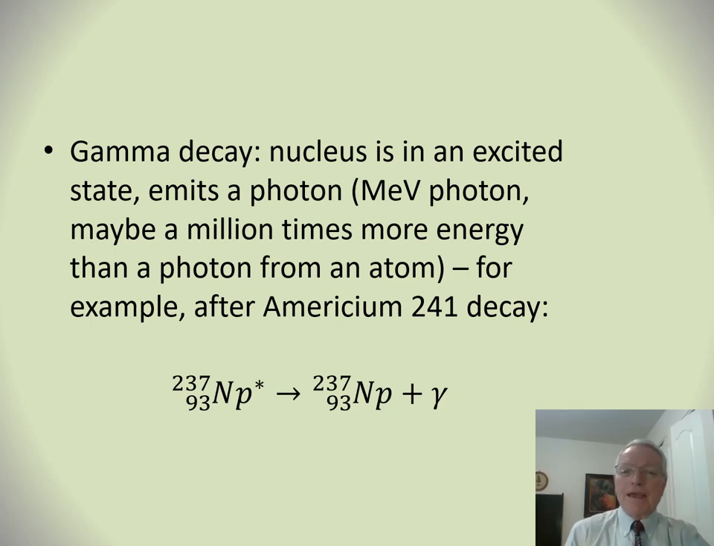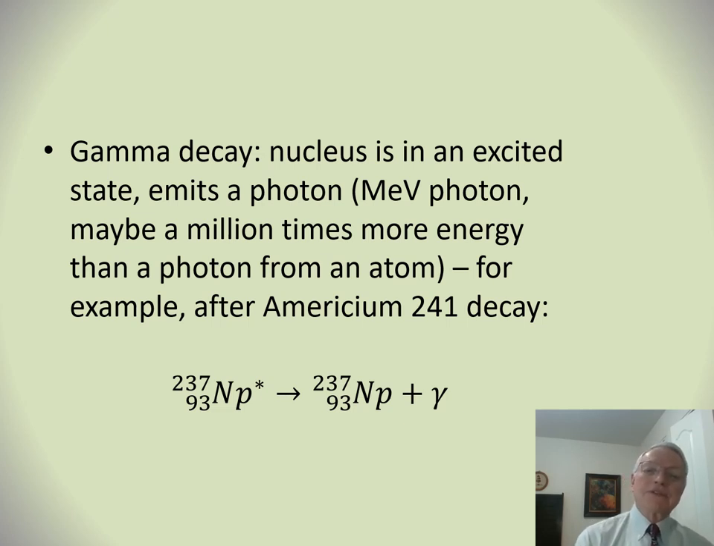Then we can have gamma decay. Now, this is something familiar. Gamma decay is just like an atom emitting a photon. Nuclei can be in excited states too. You can have neutrons and protons, or combinations of neutrons and protons, up at higher energy levels above their ground state, and they want to come down to the ground state. And when they do, they emit a photon.